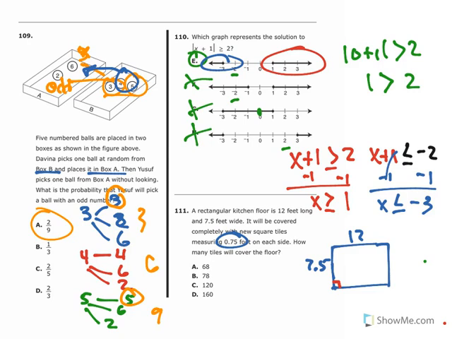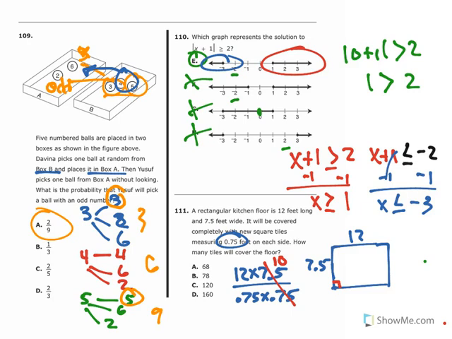So the area right now is 12 by 7.5. And the area of each tile is 3/4 times 3/4. All right, so we should be able to tell that 7.5 divided by 3/4 here is going to be 10, because there's one decimal place over.